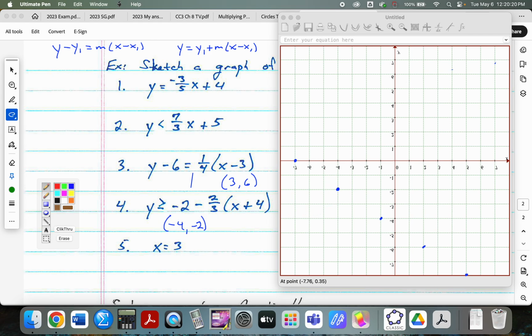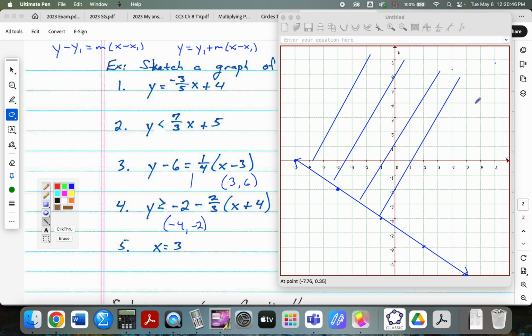Notice this one has underneath the greater than, it has that little bar. That means it is equal to. So this does include the line. So it's like so. And this is a greater than. Y greater than means that it's above this line. So it's everything above that line.